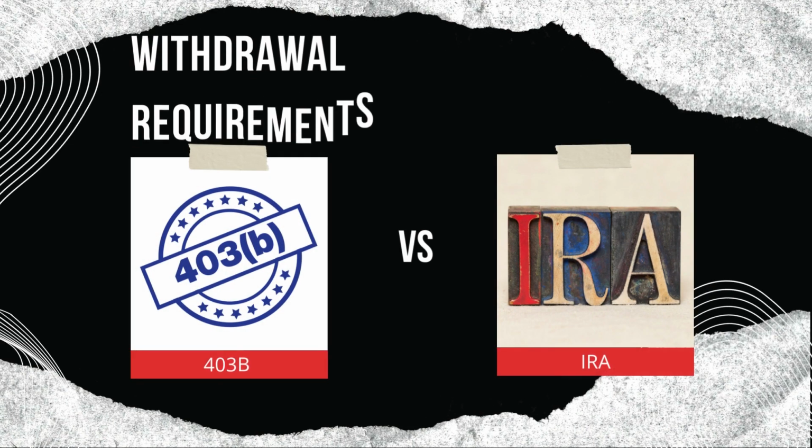Withdrawal requirements. With the 403B, you generally must begin taking required minimum distributions, or RMDs, by April 1st of the year after you turn age 72, or 70 and a half if you reached that age before 2020, unless you are still working and not a 5% owner of the organization. With a traditional IRA, you must begin taking RMDs by April 1st of the year after you turn age 72, or 70 and a half if you reach that age before 2020, regardless of whether you are still working or not.